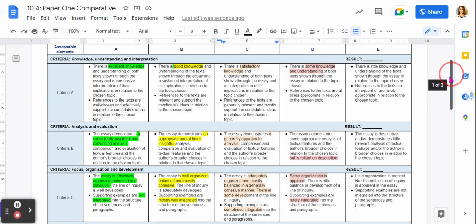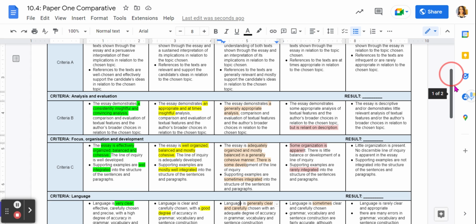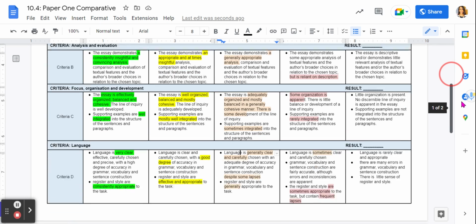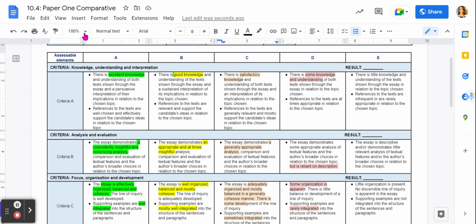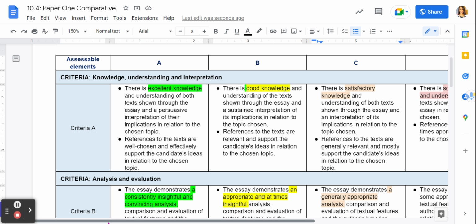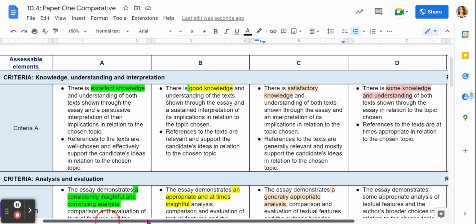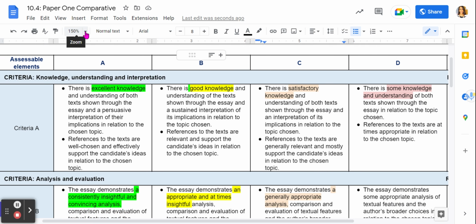So, we have criterion A, which is knowledge, understanding, and interpretation. Then we have criterion B, analysis and evaluation, followed by criterion C, focus, organization, and development, and then we have language. Okay, so let's have a look at each different dimension, and I will explain to you what we're looking for in this task in order to do well.